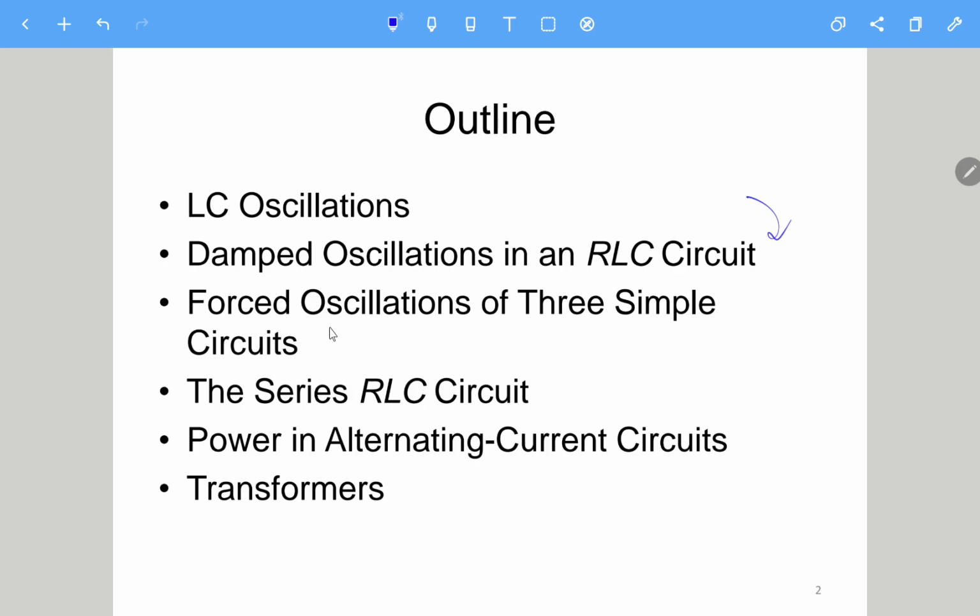Okay, and then we will talk about the forced oscillation of the simple circuit, which means we will talk about the phasor. Maybe we should have learned it in high school physics, but I'm not sure. And then we'll talk about RLC circuits in series, and then the power in AC circuits, and then also the transformers.